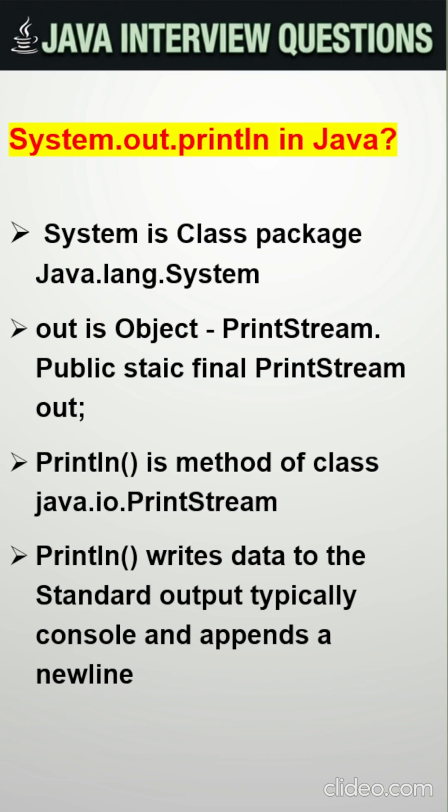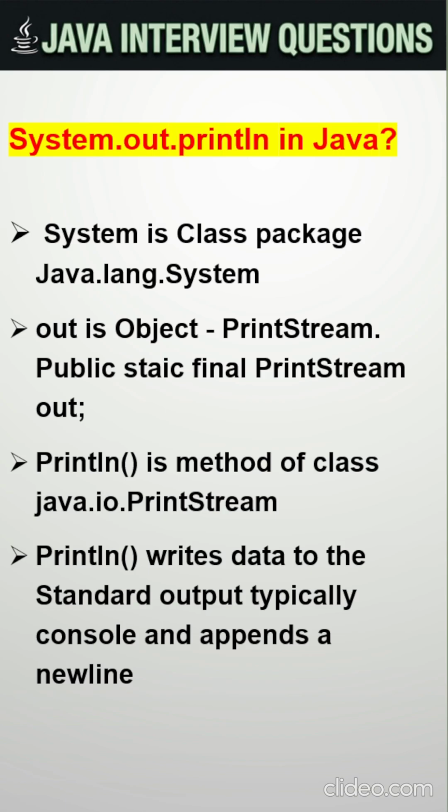System.out.println in Java. Now this may look like a normal print statement in Java, but there is a mechanism behind it. System is a class in package java.lang. Out is an object of type PrintStream and it is a public static final PrintStream, whereas println is a method of class java.io.PrintStream. Looking at the mechanism, first of all, the JVM loads the System class and accesses the static variable out.